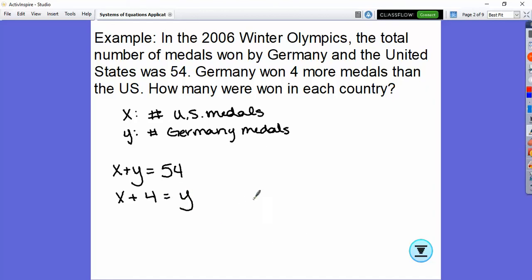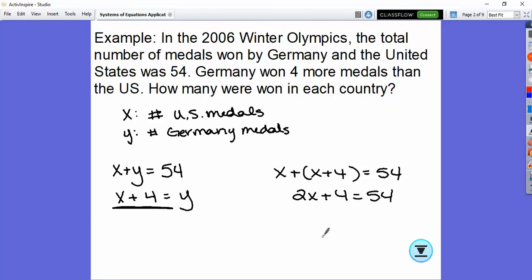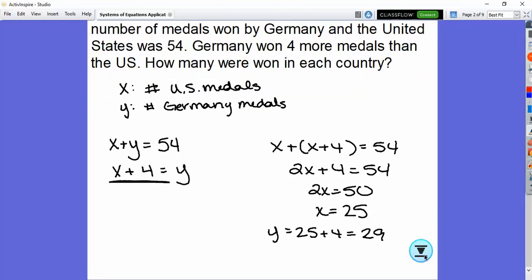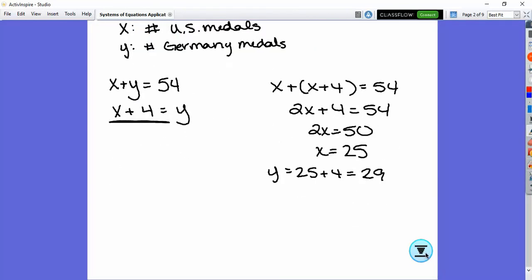All right, substitution or elimination, which would be easier? Substitution. Let's just take that second equation and substitute it into the first one. So add like terms. Subtract our 4. Divide by 2 and x is 25. Then I know y is x plus 4, which is 29. Right, am I done? Yeah.